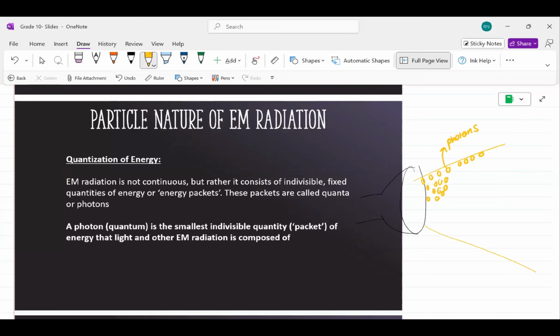The definition for it is the smallest indivisible quantity or packet of energy that light and other EM radiation consists of. Okay, so this is a definition that they ask quite a lot and that you need to know. So this is just what photons are. Whenever you see photon, you might be wondering what they are talking about. They're just tiny little packets of energy, and they're usually seen in light.